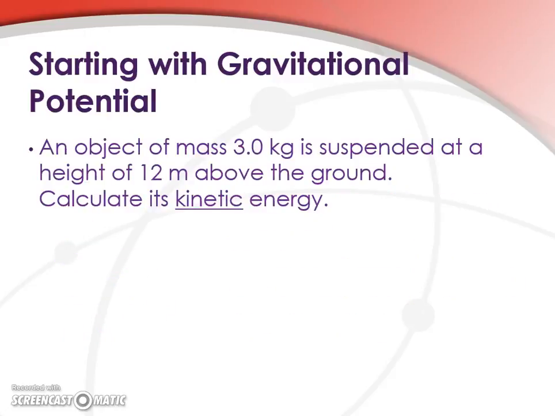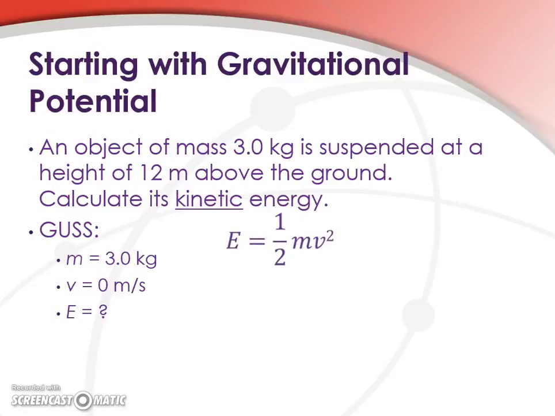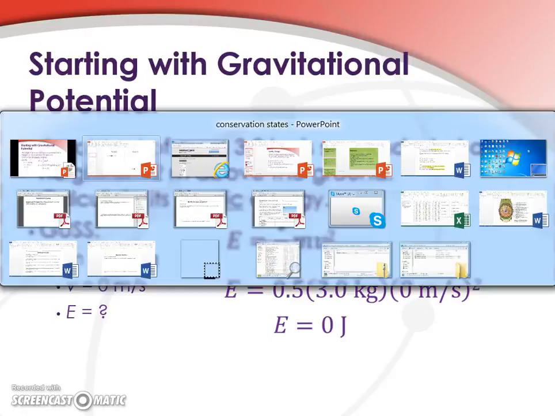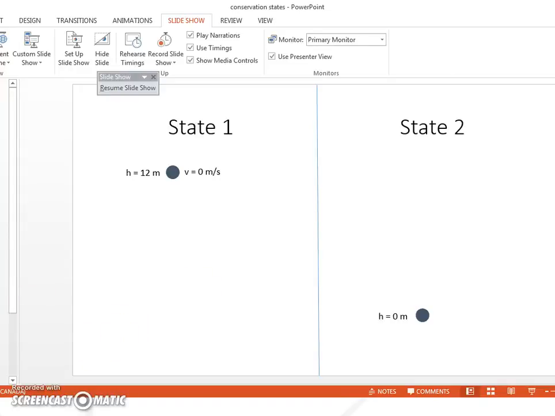So what about the kinetic energy? Well, we have an expression for this now. Our velocity, because it's suspended in the air, is 0 meters per second. E equals 1/2 mv squared, and the energy equals 0. No great surprise, it's not moving. The kinetic energy is 0. So this is our basic situation then. Our velocity, 0. Our gravitational potential, 350 joules. And our kinetic energy, 0 joules.